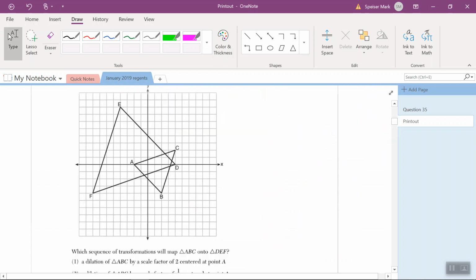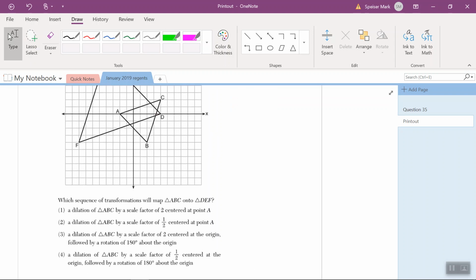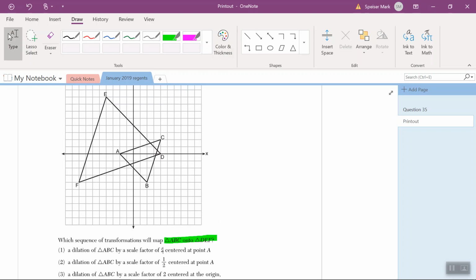On the set of axes below, triangle ABC has the following vertices, and triangle DEF has the following vertices. The locations don't really matter; it's more about viewing the diagram. Which sequence of transformations will map ABC onto DEF? Well, look at the diagram. ABC and DEF have a full 180 degree rotation from A to D. It also doubled in size, which is choice number 3.